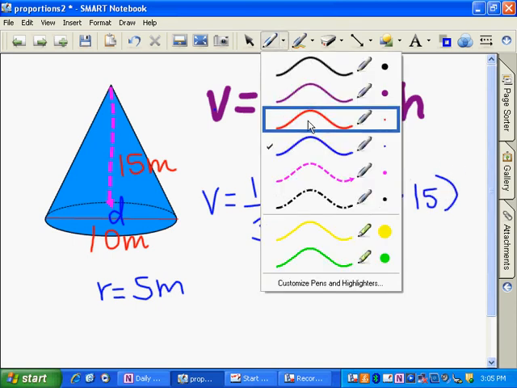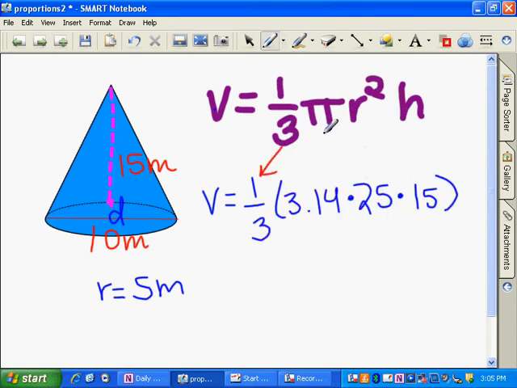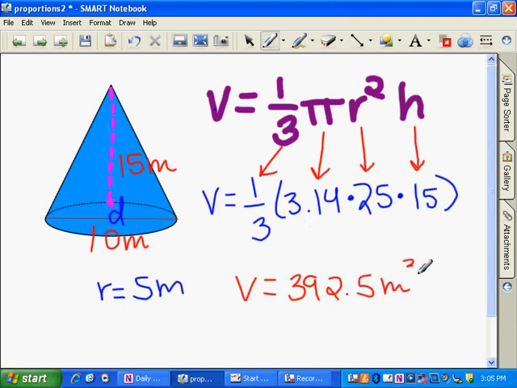So again, you can see all I did was say, okay, 1/3 pi r squared h. Okay, and then we can put all that in our calculator. We're going to do 3.14 times 25 times 15, and then divide that by 3, and we get 392.5, and it's cubic meters.